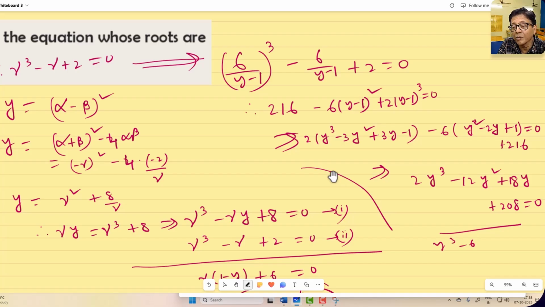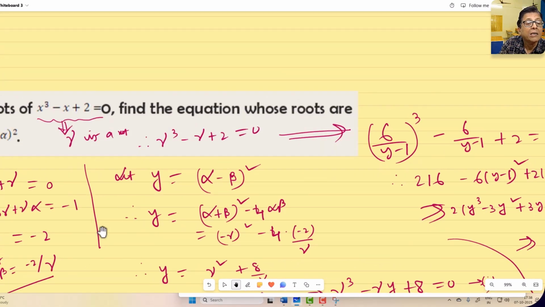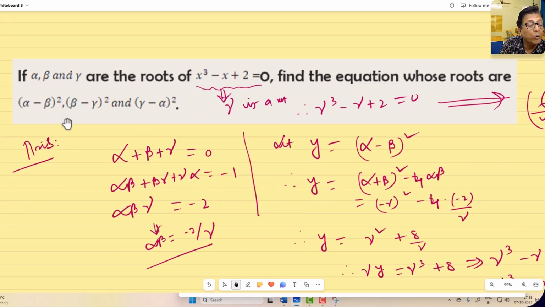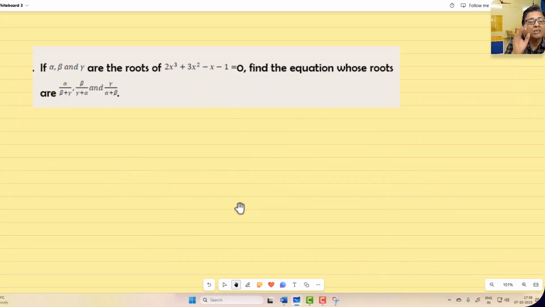So y cube minus 6y square plus 9y plus 104 equal to 0. This equation has roots in the form alpha minus beta whole square, beta minus gamma whole square, and gamma minus alpha whole square. Just showing you one more example of this category here. Alpha, beta, gamma are the roots of this equation. Frame an equation whose roots are of this form.